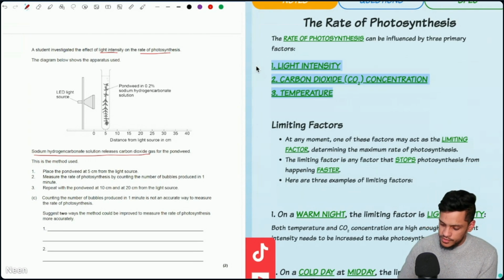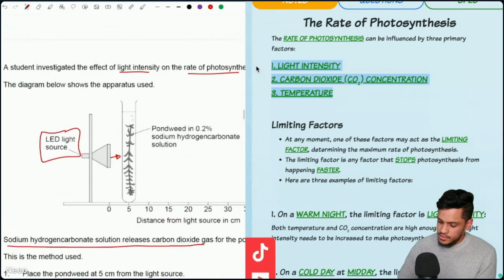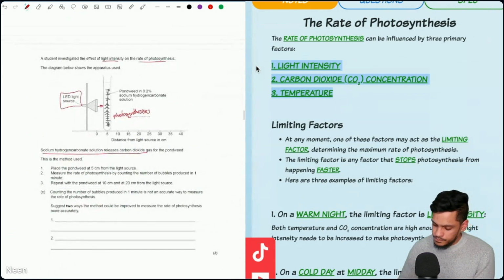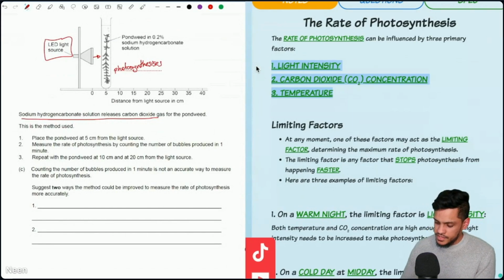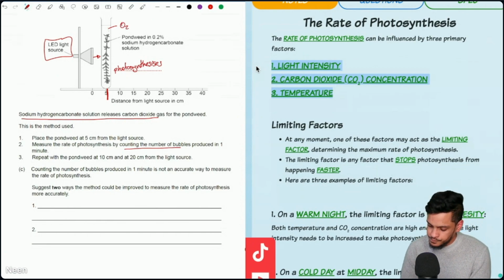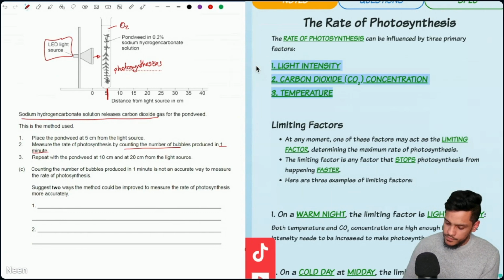So what's happening here is you've got the LED light source producing light. That's going to the pondweed. That's a plant, so it's got chloroplasts in it, so that photosynthesizes. So the method: place the pondweed at 5 centimeters from the light source. So that's what they've done here. Measure the rate of photosynthesis by counting the number of bubbles. So the bubbles are basically oxygen. Remember, photosynthesis produces oxygen. And they counted that for 1 minute. Repeat with the pondweed at 10 centimeters, 20 centimeters.